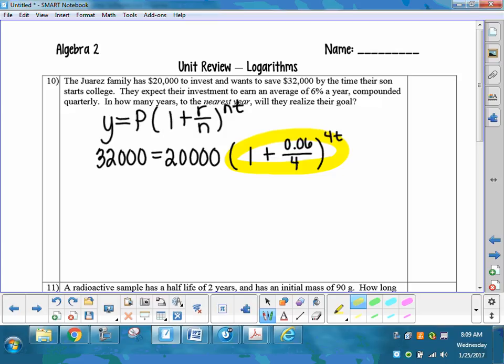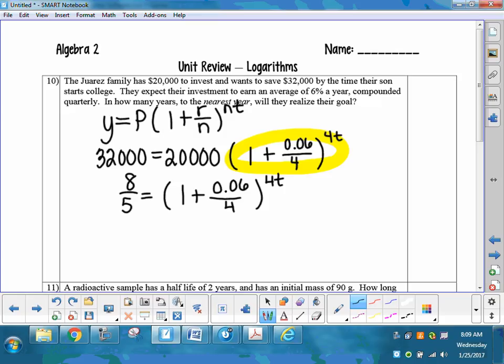Divide both sides by 20,000. What do I get if I take 32,000 and divide it by 20,000? 8 over 5, so 8/5 is going to be equal to 1 plus. And I love, people think you actually have to compute this out. Do you have to compute out what the base is? No, not at all.